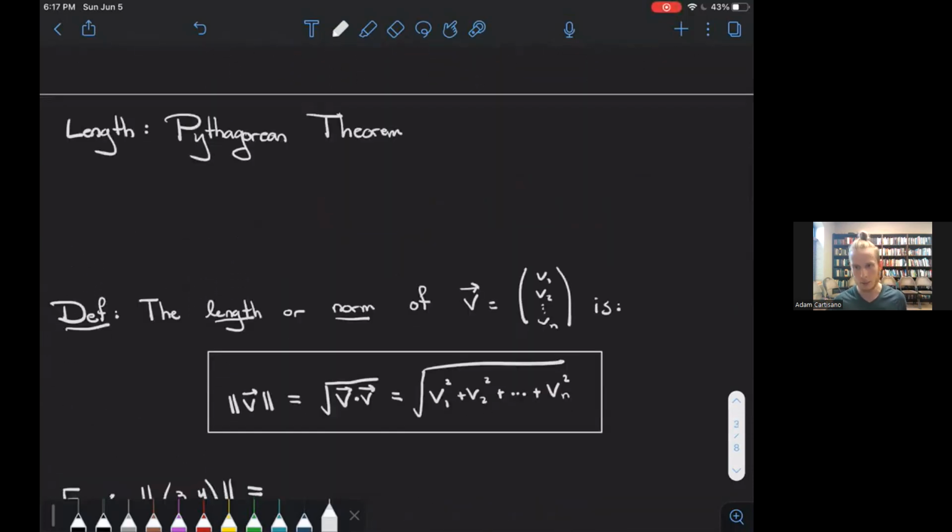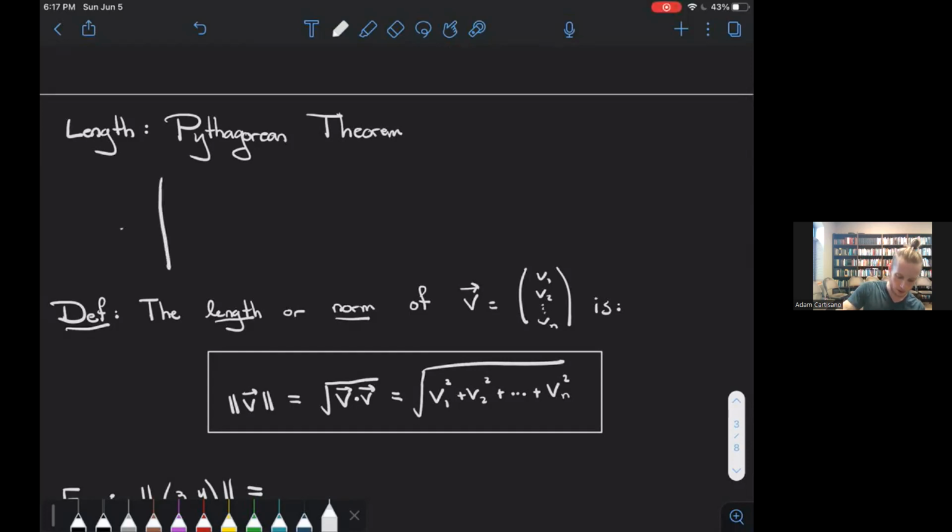Okay, so that's enough about what the dot product is and how it behaves. Let's turn this now into a collection of geometric observations. So first of all, let's talk about the length of a vector. This is going to come straight out of the Pythagorean theorem.